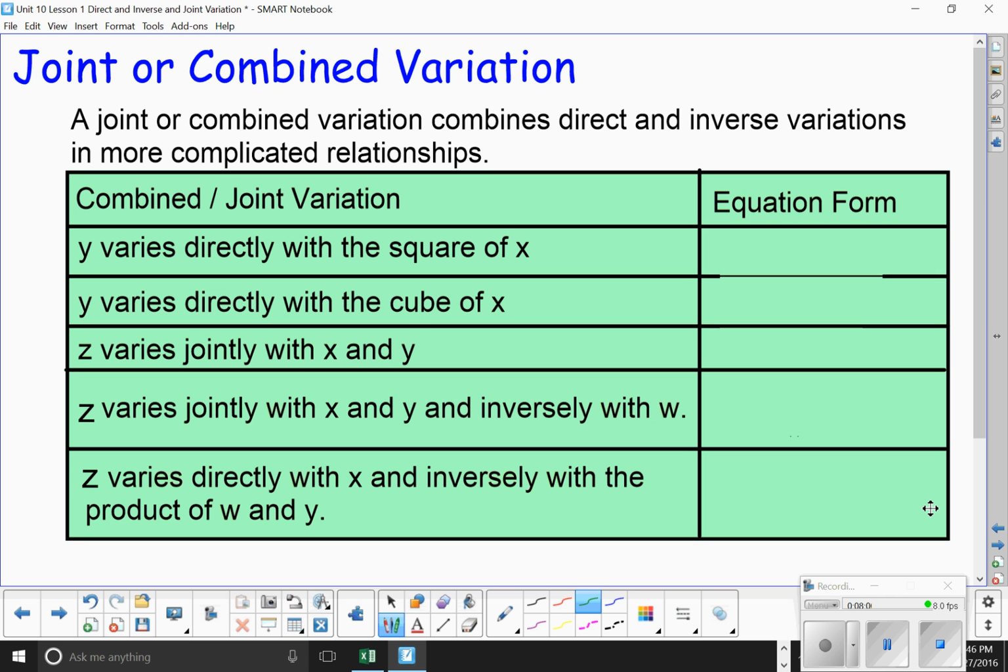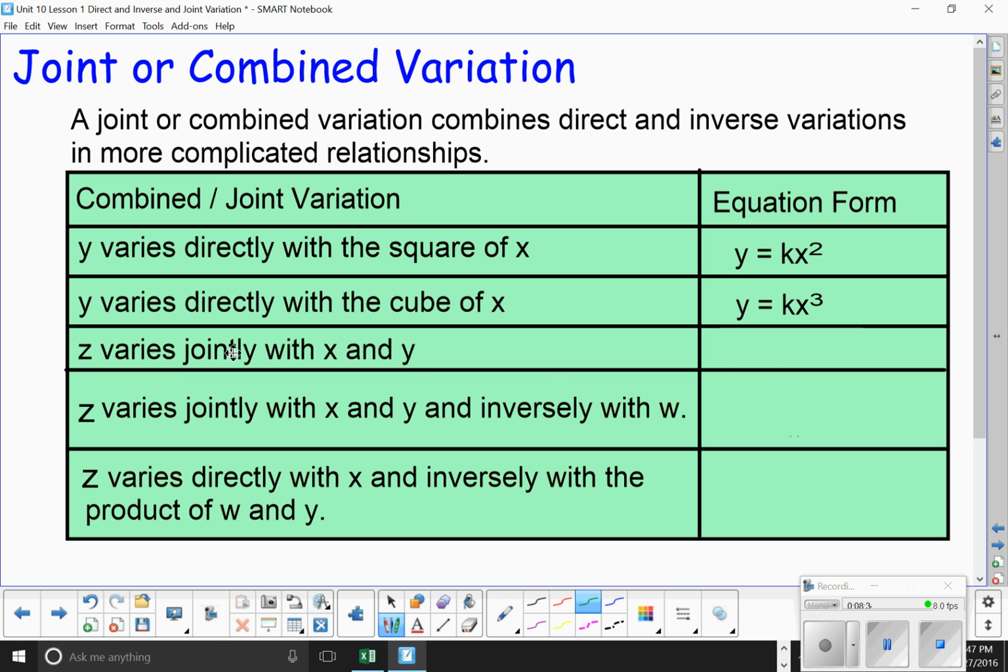Now, joint or combined variation. A joint or combined variation combines direct and inverse variations in more complicated relationships. Y varies directly with the square of x. Now, it says direct, but it's not just y and x, it's y and x squared, because there's x times x. It's not direct, it's a joint. Y varies directly with the cube of x. Y equals k x cubed. Again, direct says y equals k times something.